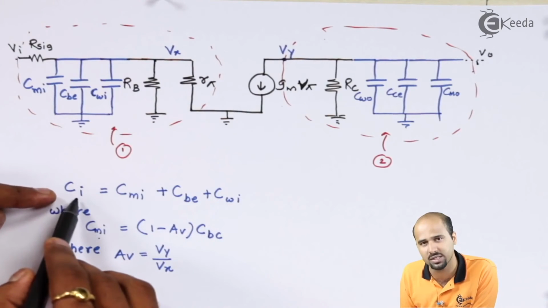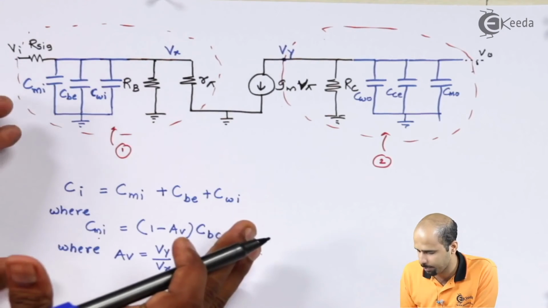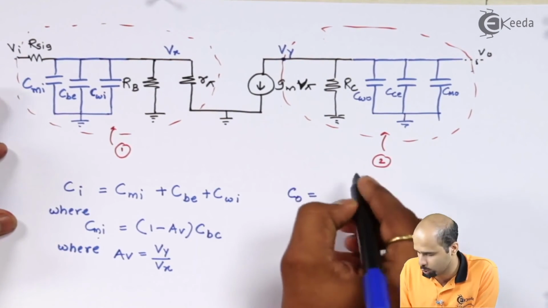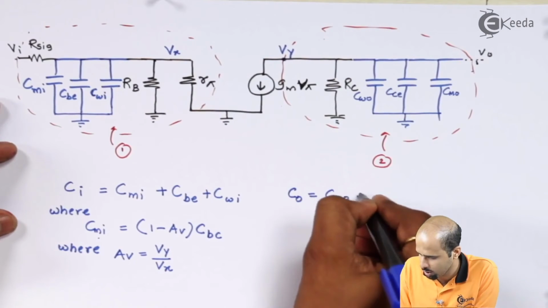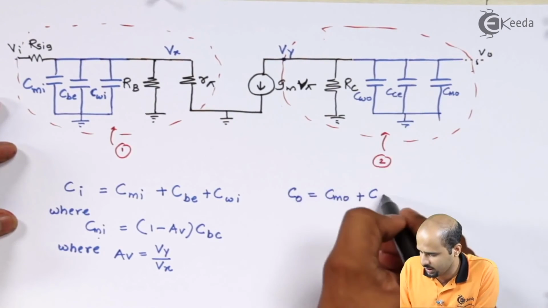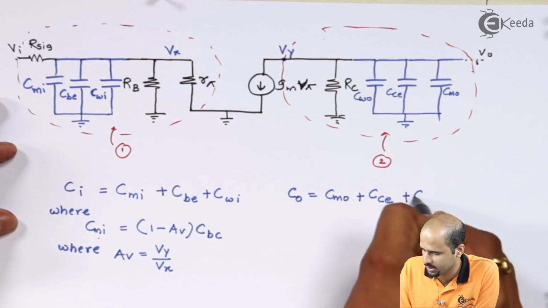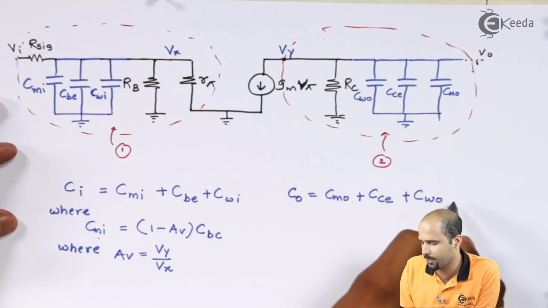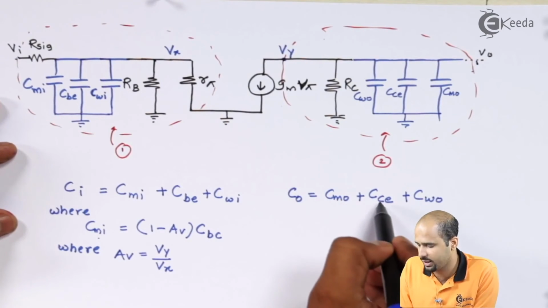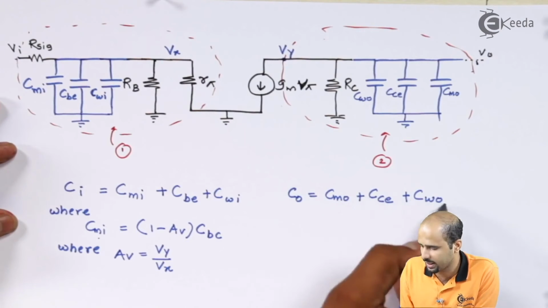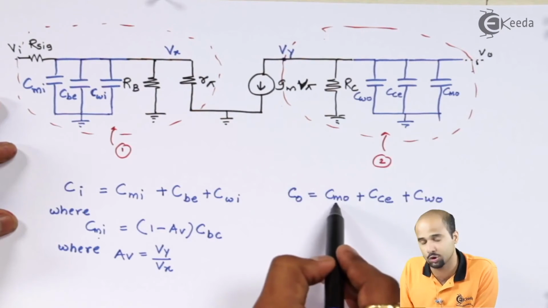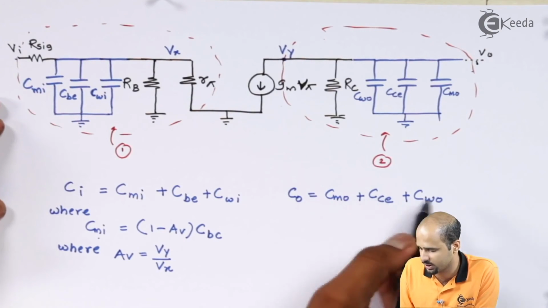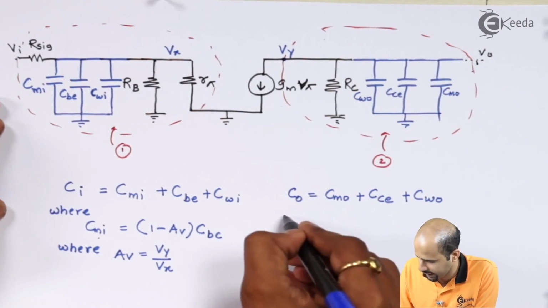That will be one of the capacitor CI. The same will happen at the output side. So at the output side we'll be getting CO is equal to CMO plus CE plus CWO. Wiring output capacitor, Miller's output capacitor and collector to emitter capacitor are connected in parallel, so we just have to add these values of capacitance, and we'll get the value of CO as nothing but the addition of all these three. So we will write all this.